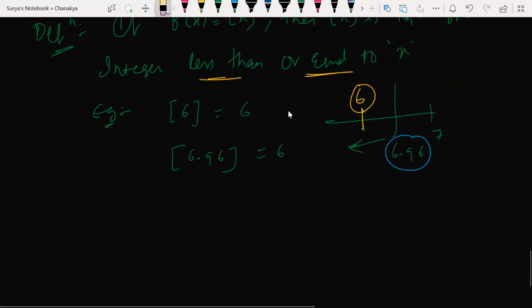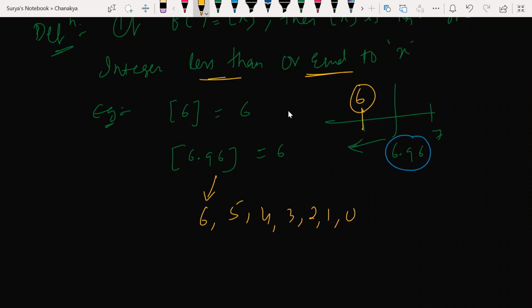Hello guys, if you don't understand, let me tell you, Babu. What are the integers which lie on the left side of 6.96? 6, 5, 4, 3, 2, 1, 0, -1, -2, and so on. Among all these integers, which is the greatest one? 6 is the greatest one. So that is the answer you have to take. Hope you got clarity now. Any doubts?